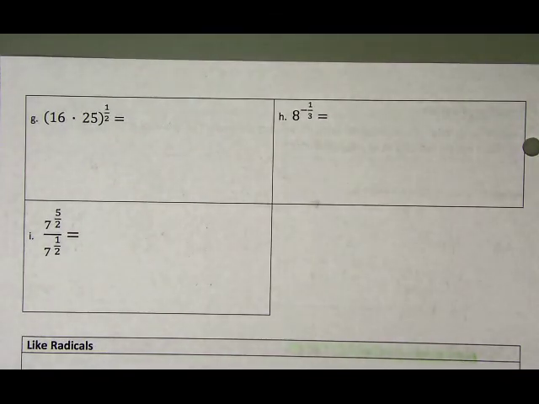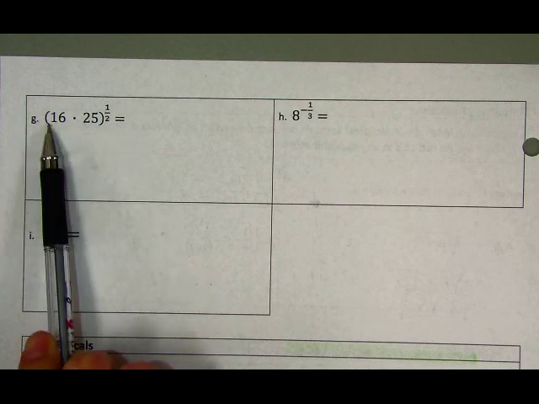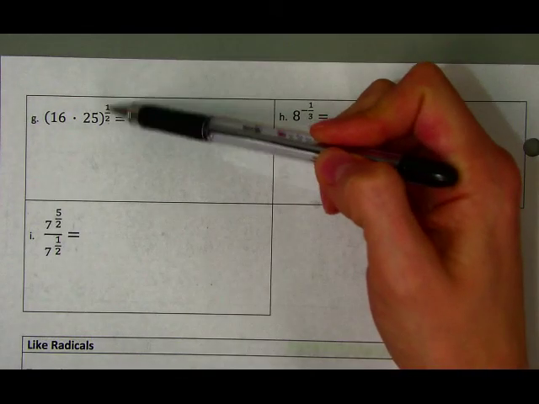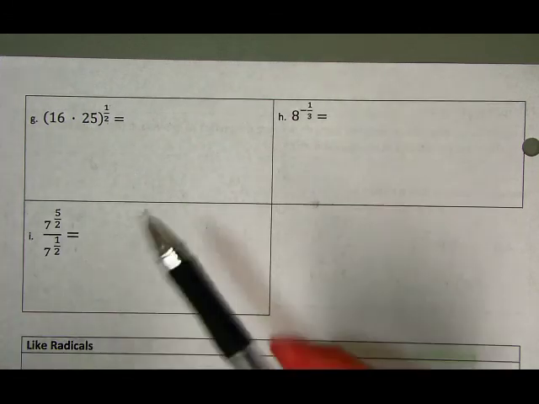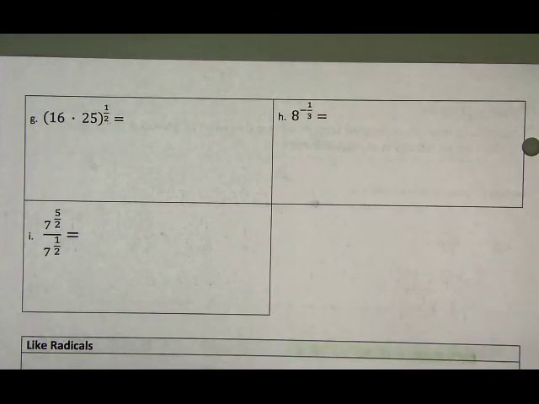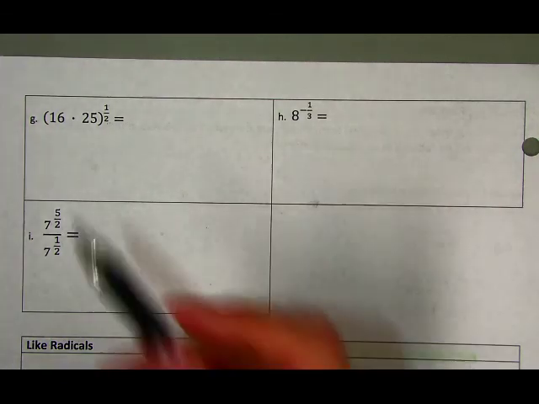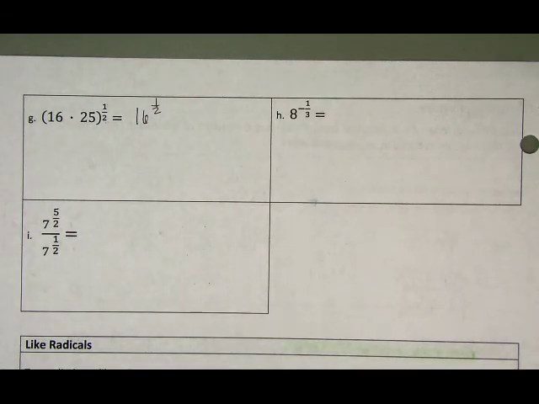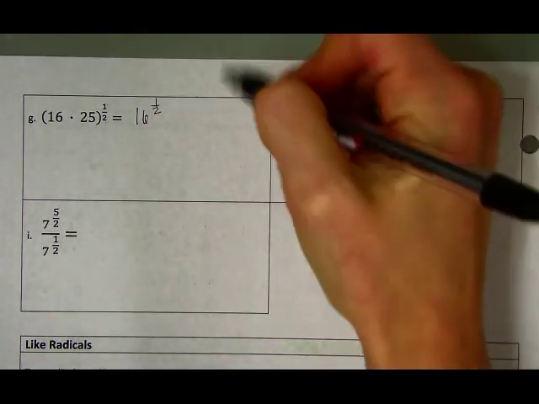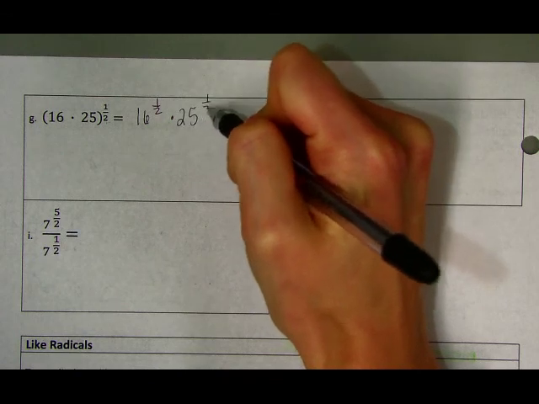Letter G on the back side, we're going to be using the same properties that we have on the other side. We have 16 times 25 all raised to the 1/2 power. So we could potentially multiply these two together, but since I know that the 1/2 power is the same thing as square root, 16 and 25 are both perfect squares. So I can easily distribute the 1/2 to both of the inside terms and make it a little bit easier for myself. So this is the same thing as 16 to the 1/2 power times 25 to the 1/2 power.